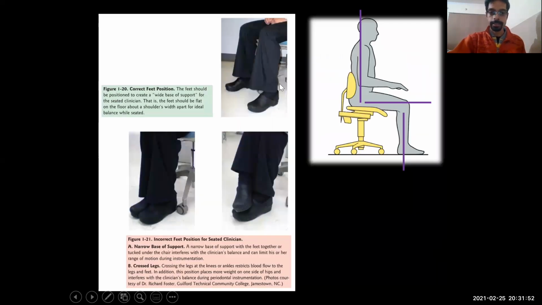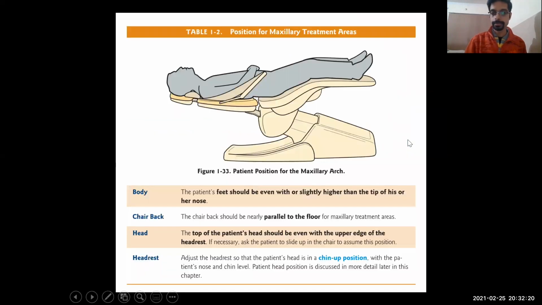Now, the feet position. This is the correct position of the operator. The feet should be flat on the floor. They should not be kept on each other or crossed. They should not be so narrow. They should be widely separated so that a stable base forms. The back should be perpendicular to the floor, thigh should be parallel to the floor, and the leg should be again perpendicular to the floor.